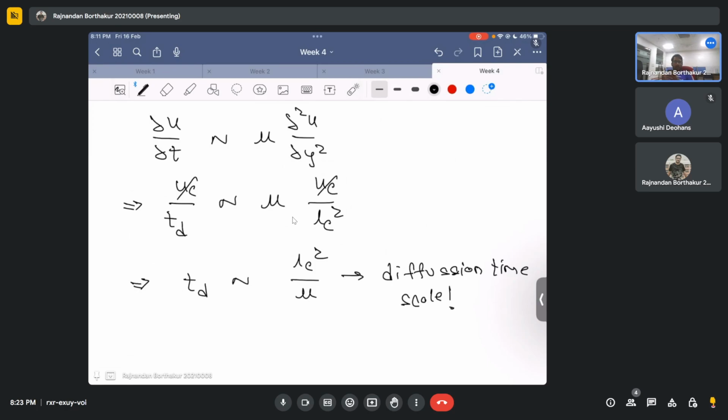So the backdrop is that if we are not given an inherent time scale of the problem, we can choose either the advection time scale or the diffusion time scale depending on the physics of the problem. For instance, if I want to study the flow of honey through a channel, which time scale would you choose? Would you choose the advection time scale or the diffusion time scale? Diffusion time scale, right?